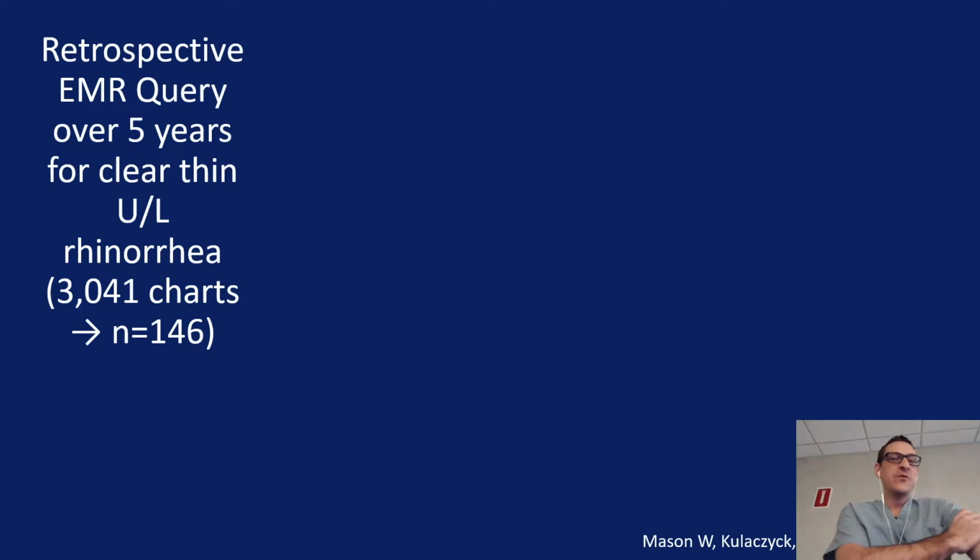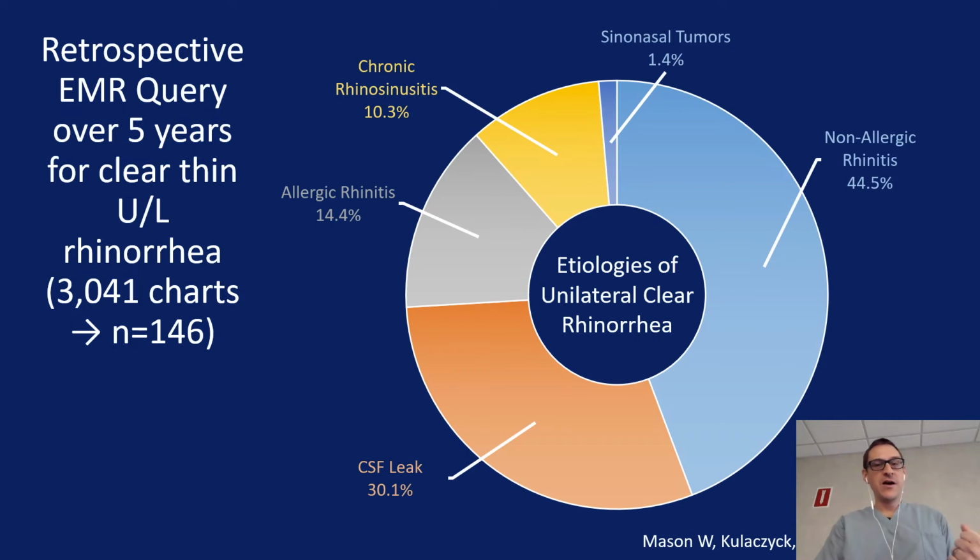All right, so Will, I credit Will. We did this together, but he did the lion's share of this by far. So he reviewed like 3,041 charts. And we identified, these are all from my practice over 5 years, 146 patients that had unilateral, clear, thin drainage based on HPI. And I'm pretty good about always documenting that. Here's what we found.